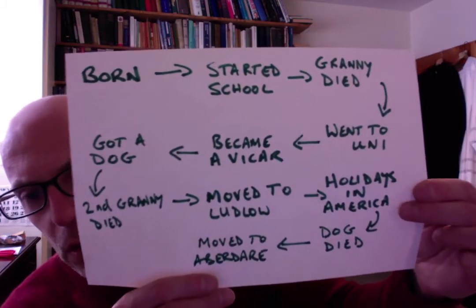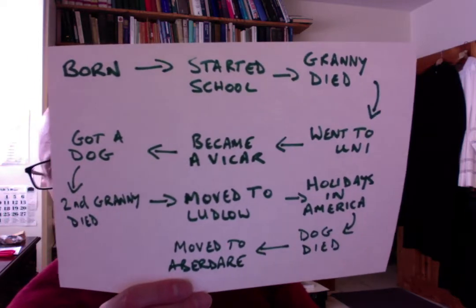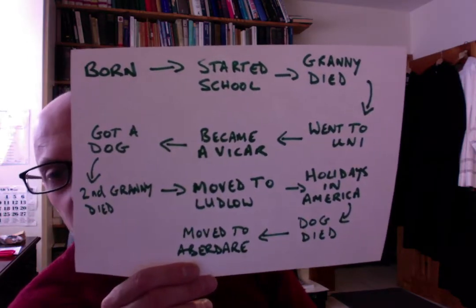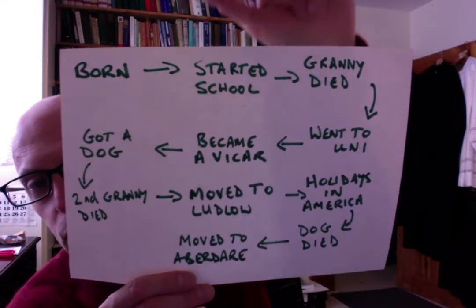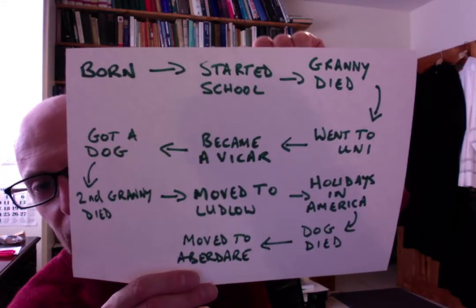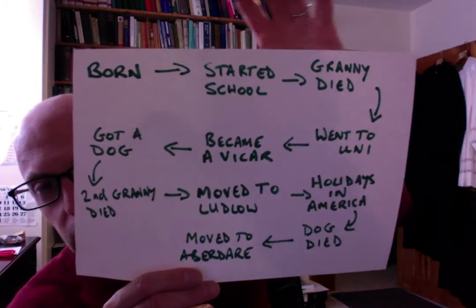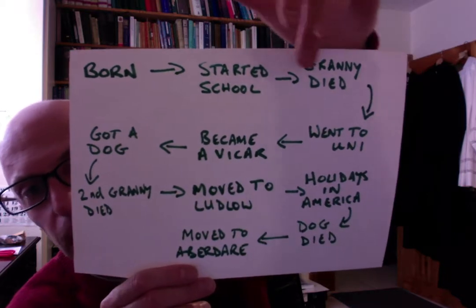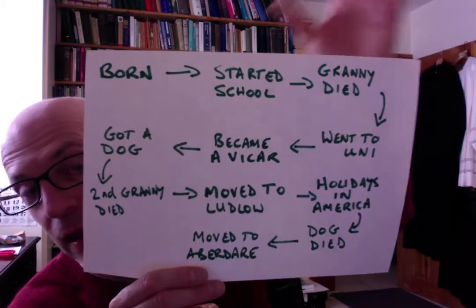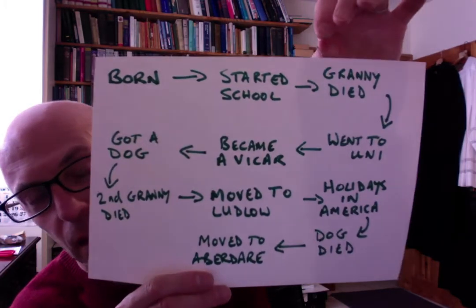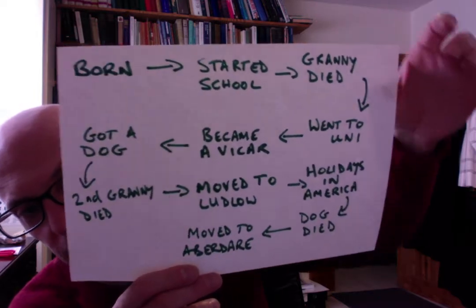So here's mine. Okay, now at the top, there is when I was born, which is a fairly important event, and that will be in common for most of us. Then a little line, and I started school. That was the next thing that happened to me, and that was quite an important event. Again, one thing that's happened to a lot of us. Then the next thing that happened, when I was about 15 or 16, my granny died. Now that was a very sad time, of course. Really the first time that anybody close to me had died. So that was an important event.